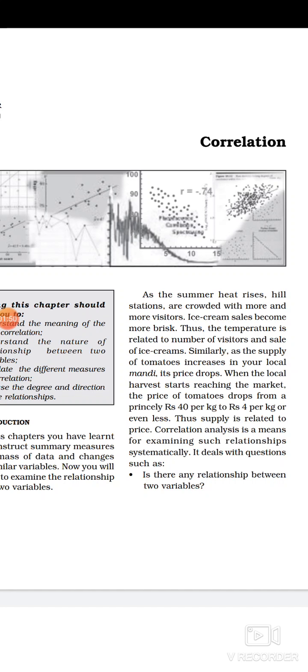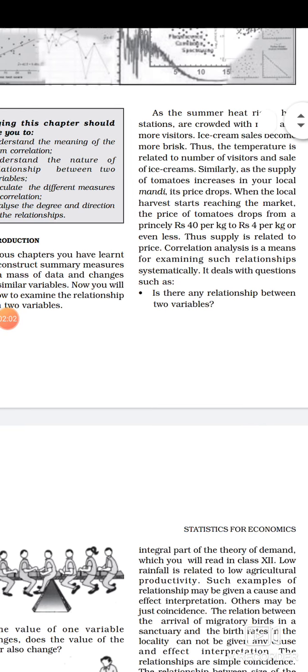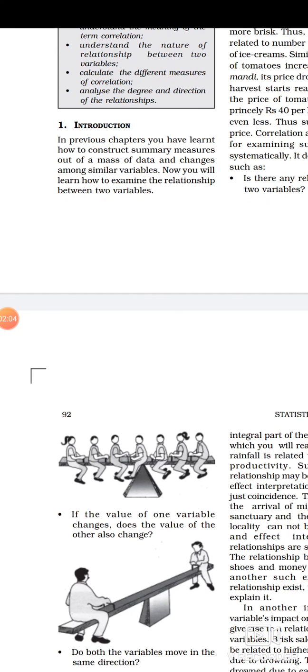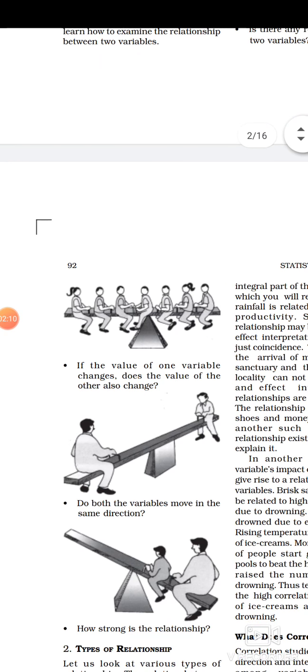Correlation analysis is a means for examining such relationships systematically. It deals with questions such as: is there any relationship between two variables? If the value of one variable changes, does the value of the other variable change? Do both variables move in the same direction? How strong is the relationship?